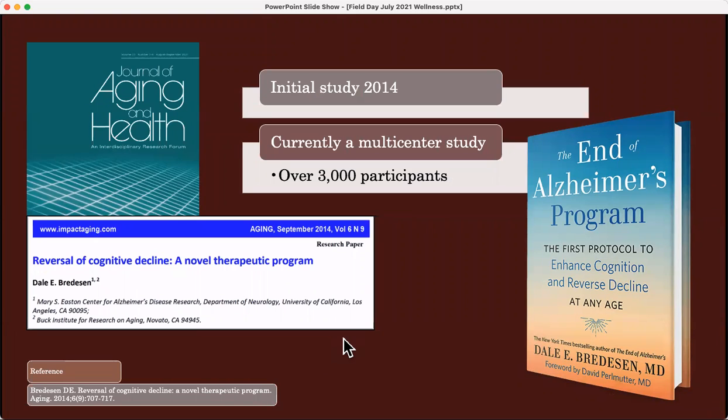So this particular researcher, like I mentioned, presented this in September 2014 in the Journal of Aging. And he is now in a multi-center trial across the United States with over 3,000 participants. And this is his book, The End of Alzheimer's Program.